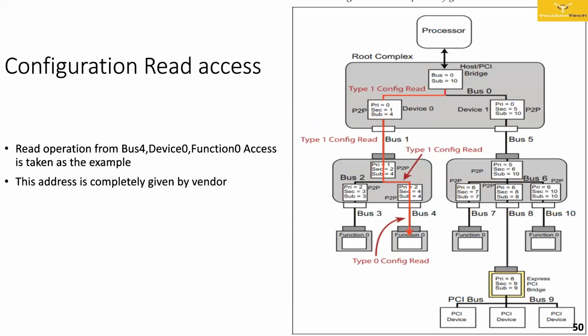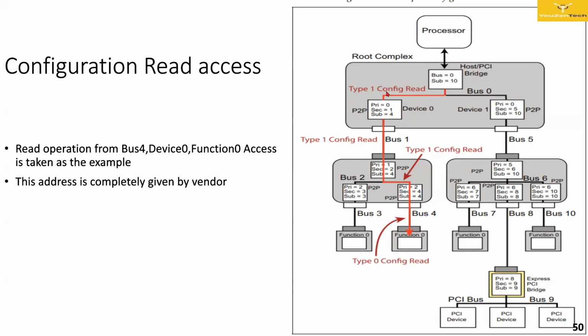Is this okay? Let's just take an example showing how the traffic is flowing. Let's say a config read is targeted to this device, bus 4, device 0, function 0. Let's assume that enumeration is already done. How will it know that this packet has to go here? So this packet goes over here and over here.